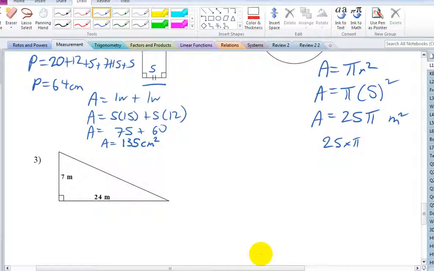Thumbs up, down, in the middle. What do you guys think? Okay. Next one. All right.